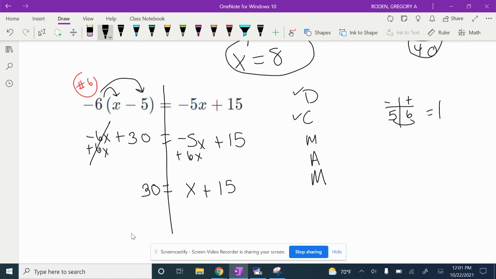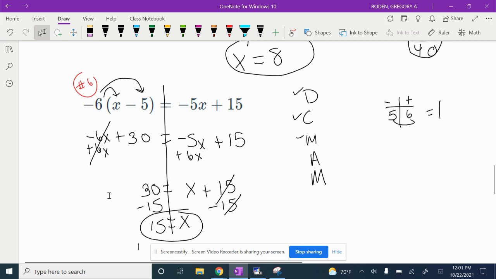Now I'm not done yet. I've moved variables. Now I'm going to eliminate my addition and subtraction by simply subtracting 15 from both sides. So those cancel out. 30 minus 15 is 15, so I get x equals 15. And I'm done. How are you doing on this? You guys feeling pretty good about this?